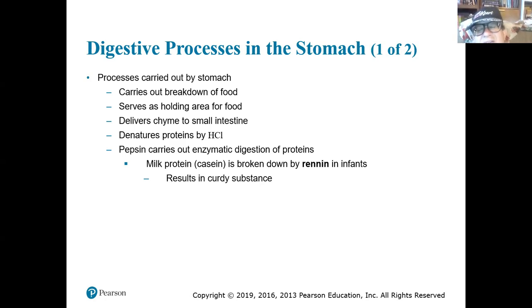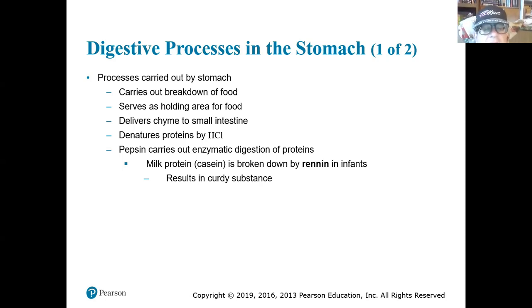If you're into ceviche, where they cut the raw fish real thin and then they squeeze lemon or lime over it, you're trying to do the same thing. You're cooking, you're denaturing with acid. Pepsin carries out the enzymatic digestion of proteins.